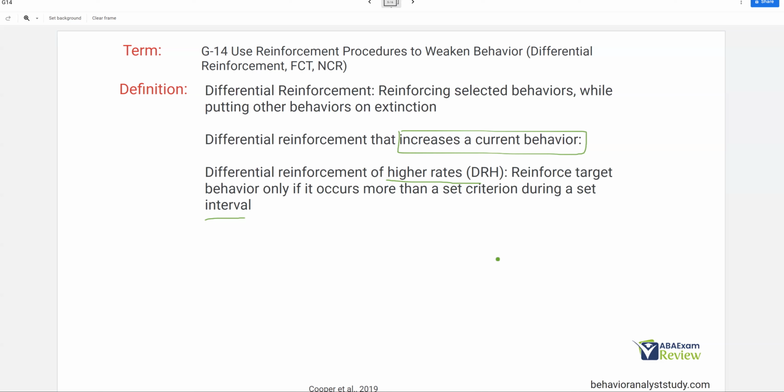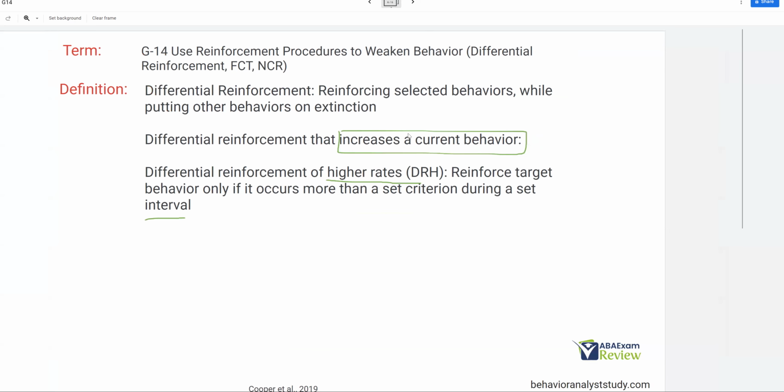I think the strategy that is different from all the other ones is our DRO, because with the DRO, we're reinforcing for a behavior not occurring, which is very unusual. Even with the DRL and DRD, the behavior is allowed to happen some given the criterion. The DRO, it's not like that.